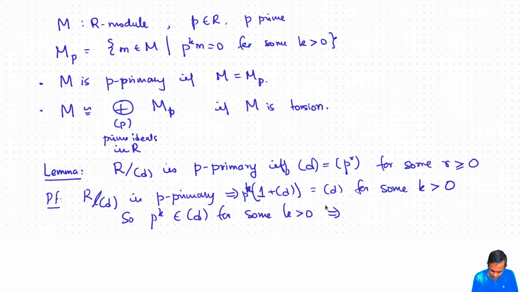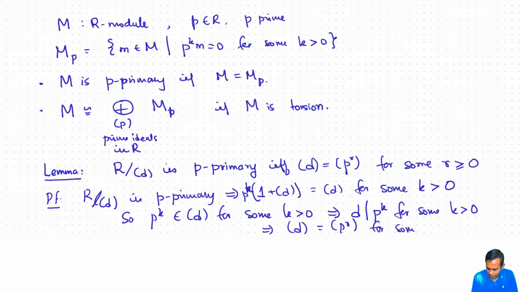Which means that D divides P to the k for some k greater than 0. But this is only possible if the ideal generated by D is the ideal generated by P to the r for some r greater than or equal to 0. The converse is simple, and I will leave it as an exercise.